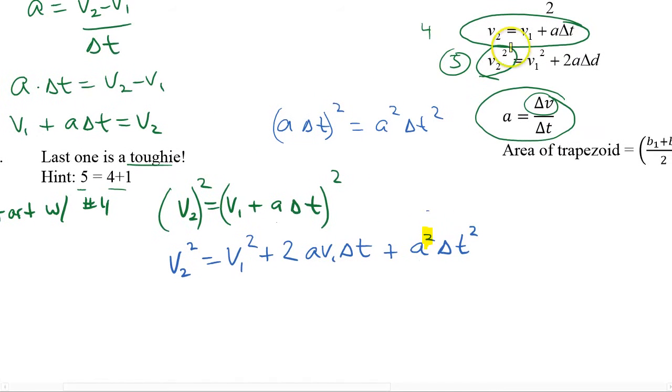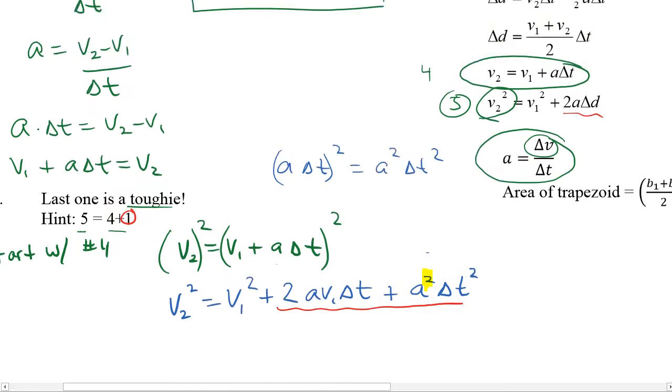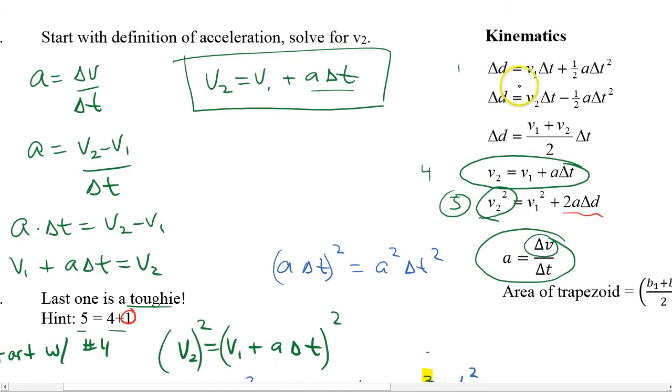Well, now let's take a gander over here. We're pretty close, right? v2 squared equals v1 squared. Now our work is to take this part here and make it look more like that. Also remember we're going to be using equation number 1. So let's go back. What's equation number 1? Delta d is v1 delta t plus 1/2 a delta t squared.